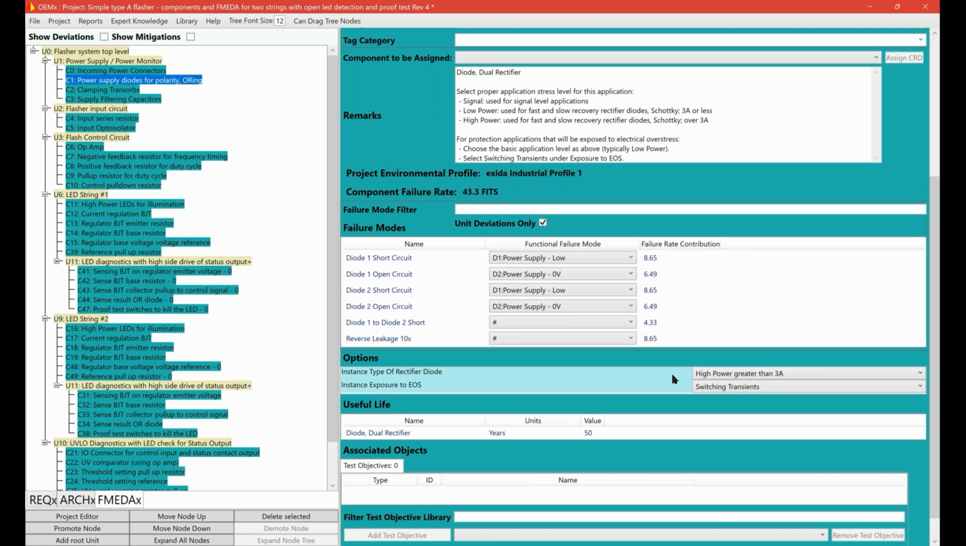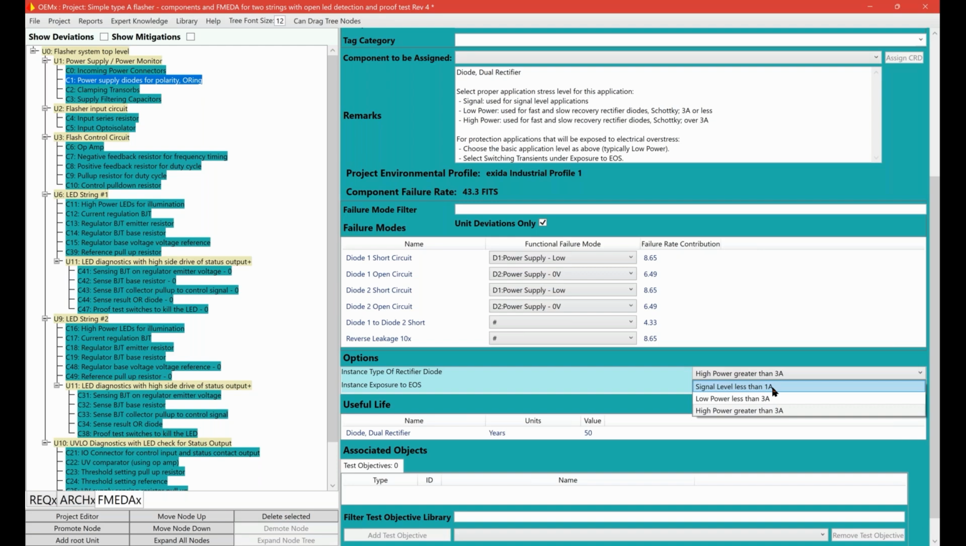You know, I don't think we're going to be running. This is 24 volt power. It's supposed to draw less than an amp. So we don't need to be, well, it's sitting at 43.3 FITs.